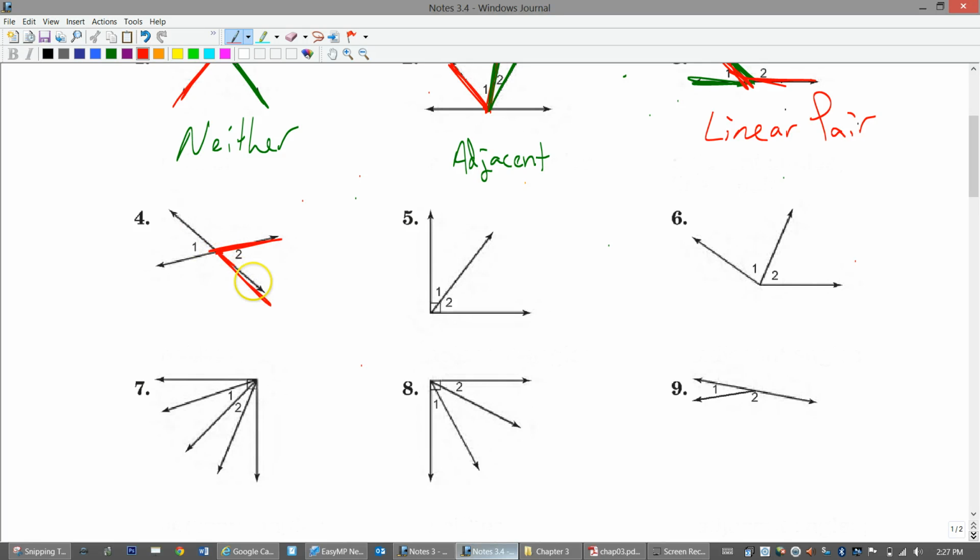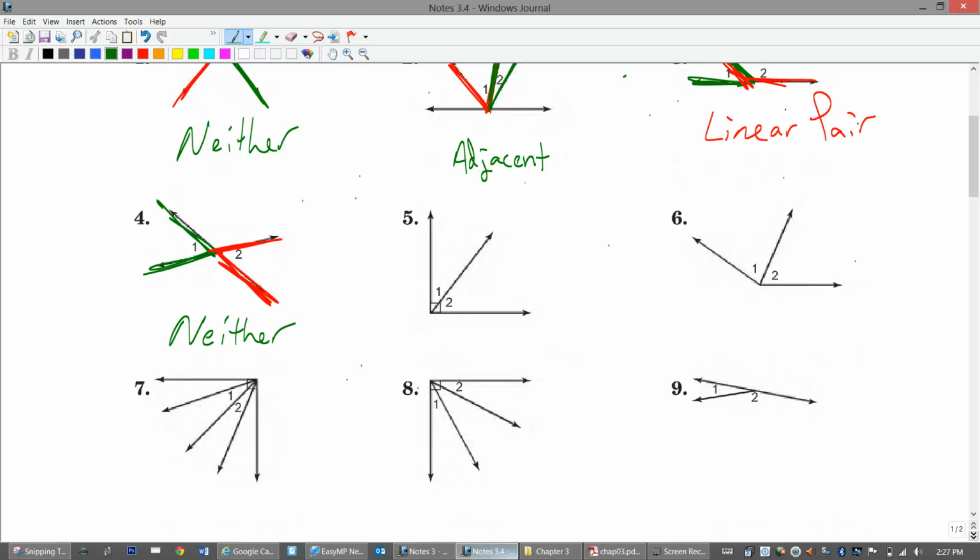Do they share a common ray? Do they overlap? No, that means they're neither. In this case, there's actually a fancy name for those. Those are called vertical angles, and we're going to talk about that in a few.